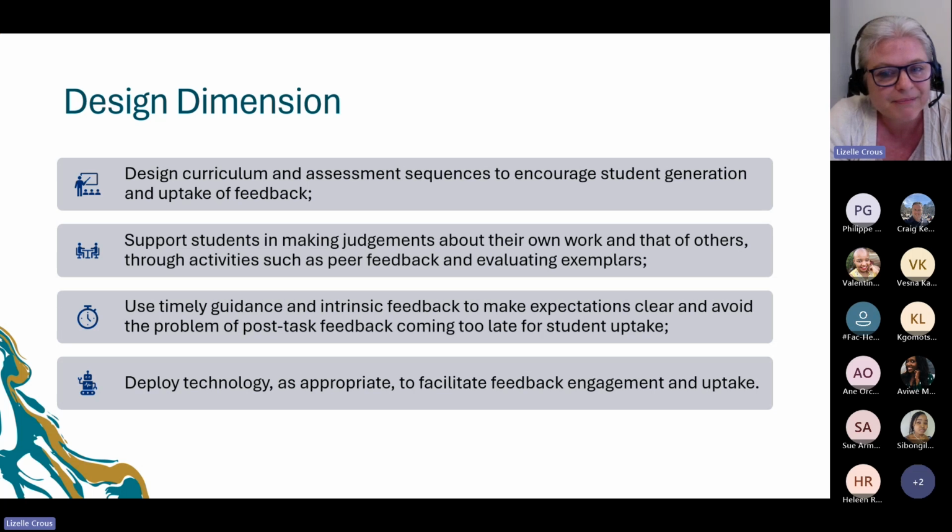Supporting students in making judgments about their own work, but also able to provide meaningful peer feedback. And then we also need to design and consider the timing aspect, which will assist in closing the feedback loop and develop the required feedback behavior students need to become feedback literate. And then also using the technology appropriately.